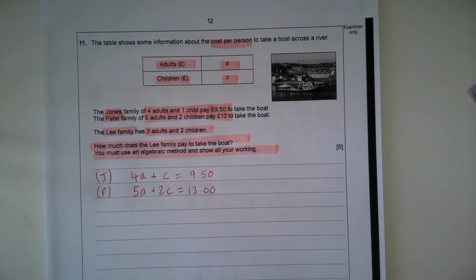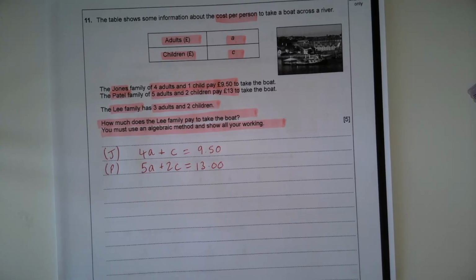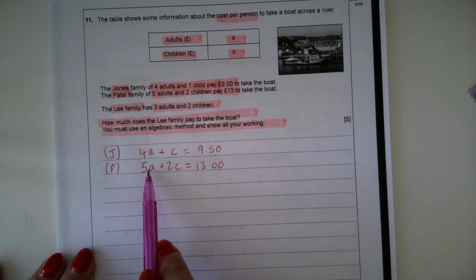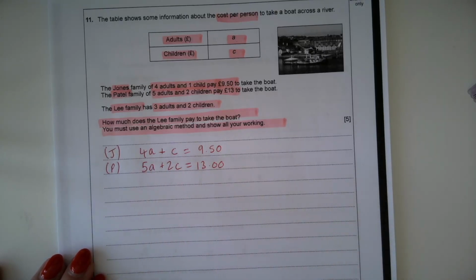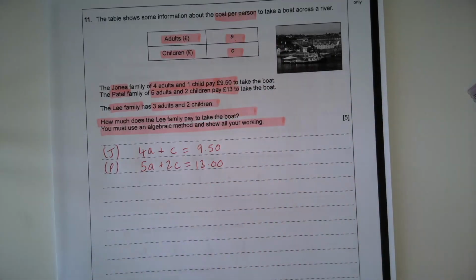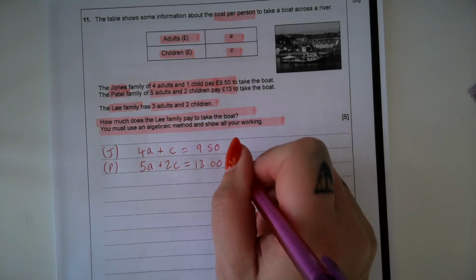So now we have 2 simultaneous equations, and the reason why we can treat them as simultaneous equations is because the price that the adults pay and the price that the children pay will be the same for both families. It's a standard rate. So A and C values will be the same, so those equations are simultaneous equations. So what I need to do now is solve them. So to solve them, I'm going to make one of the variables match. So I'm going to label these equation 1 and 2.